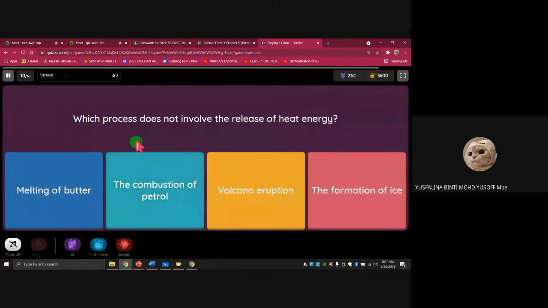Okay, so which process does not involve the release of heat energy? The answer goes to Chong Xin Yi. So which process does not involve the release of heat energy? So this one must be exothermic. So which one is not an exothermic reaction? So the temperature of the surrounding will not increase.